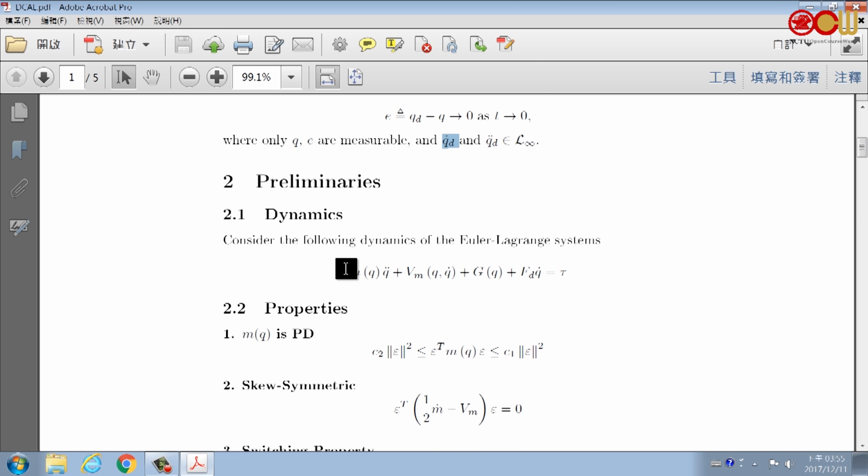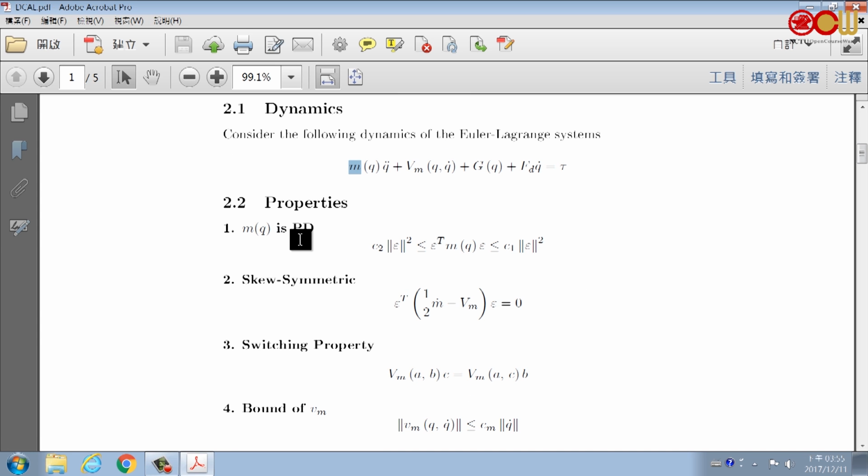So given the same Euler-Lagrange systems, which is M Q double dot plus Vm, G, and F Q dot equal to tau, here are some properties. M is positive definite because M is the inertia matrix, right? The minimum value for any inertia or any mass will be greater or equal to 0. So M has to be a positive definite matrix. And it's skew symmetric, which we have talked about before.